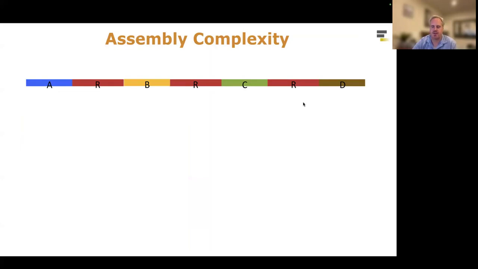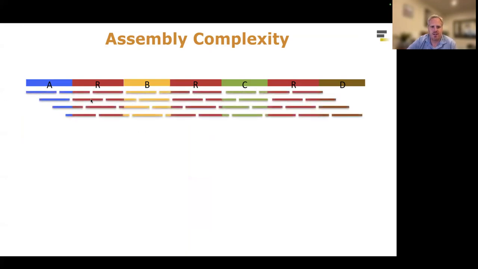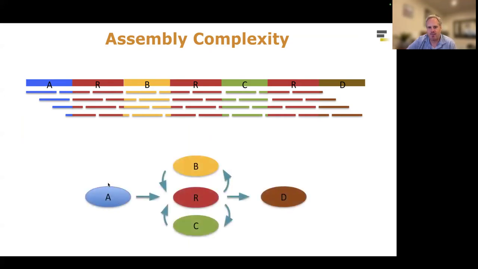Here's another cartoon illustration of a potential genome. We have repeats, R, and then we have unique sequences A, B, C, D. Again, if we're just doing short read sequencing, where short reads means that the reads are shorter than those repetitive elements, the graph that we form is going to have ambiguity. We're just not sure if we should go into the repeat, then next into B, or if we should go into C, even though we know the beginning and end of the chromosome should be sections A and D.